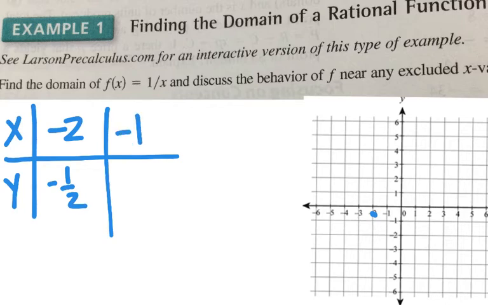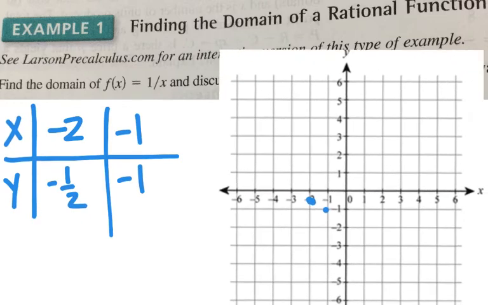Now let's plug in negative 1. We're getting closer to 0. We know 0 is going to be a problem. Now what happens when I plug in negative 1? 1 over negative 1 is negative 1. So negative 1 would be on my graph.